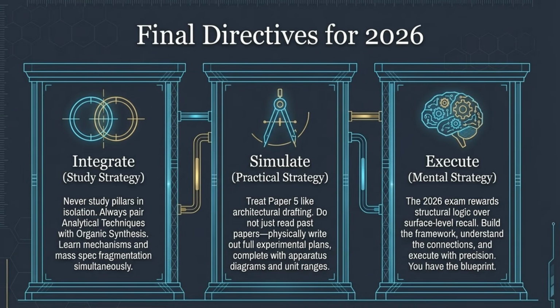We leave you with 3 final directives for 2026. First, integrate. Never study pillars in isolation. Second, simulate. Treat Paper 5 like architectural drafting and physically write out full plans with apparatus diagrams. Finally, execute. Focus on structural logic over surface-level recall. Build the framework, understand the connections, and execute with precision. You have the blueprint. Now go get that A.